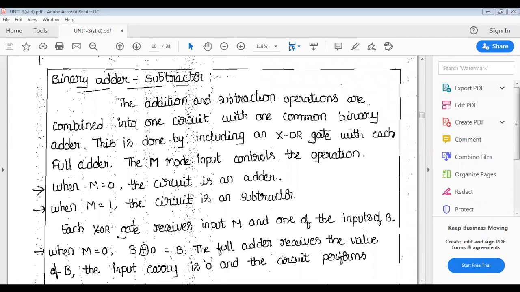See, students, the binary adder and the subtractor. In this, there are two mode operations. When M is equal to 0, the circuit is an adder. When M is equal to 1, the circuit is a subtractor.